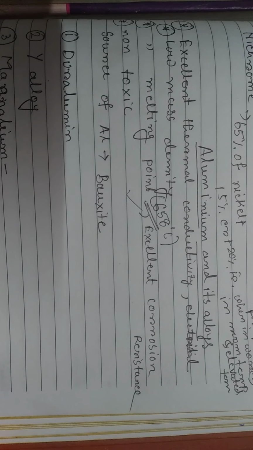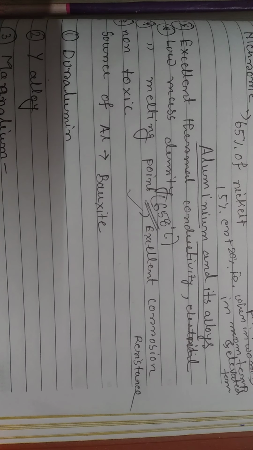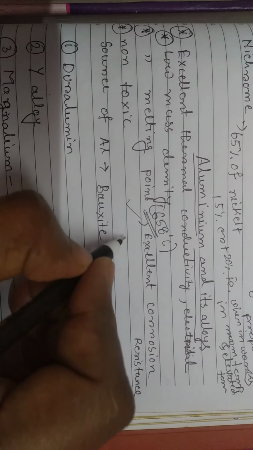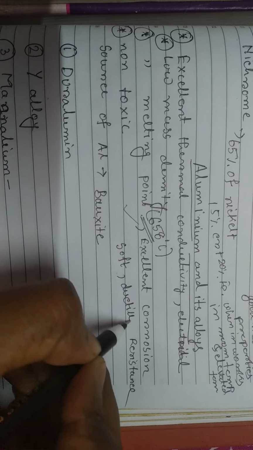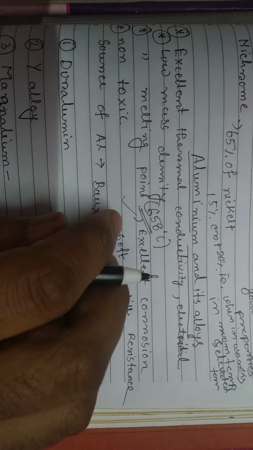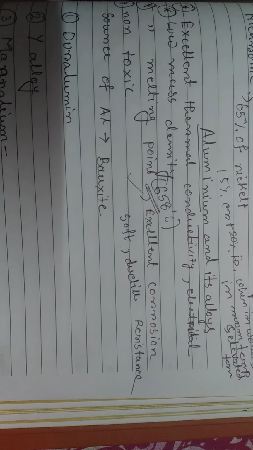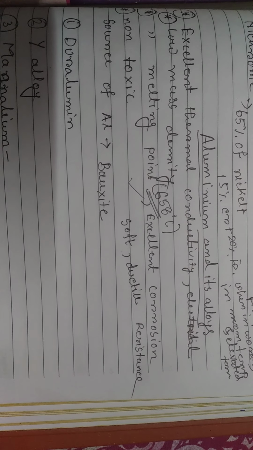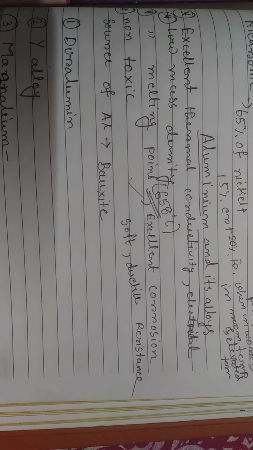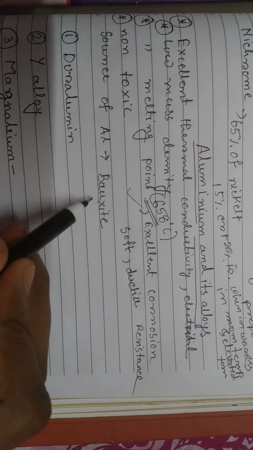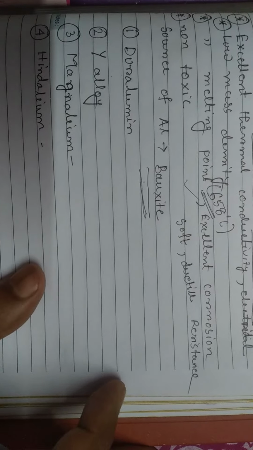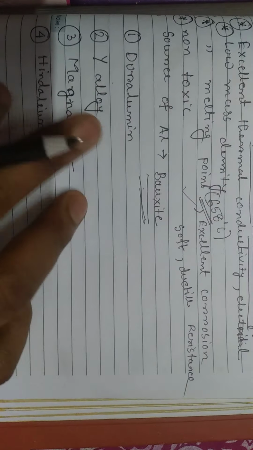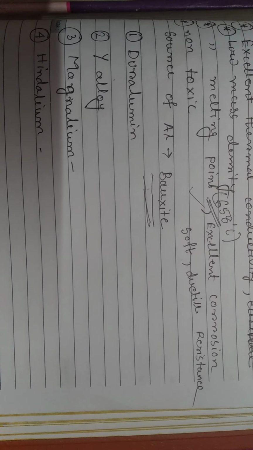So these are the main important points of pure aluminium. Obviously it is very soft. As it is soft, obviously it is ductile in nature, and it has high reflectivity and low emissivity. So these are the important points of pure aluminium, and the source of aluminium is bauxite. There are some aluminium alloys named: duralumin, gamma alloy, magnesium, and hindalium. So these are the different types of alloys.